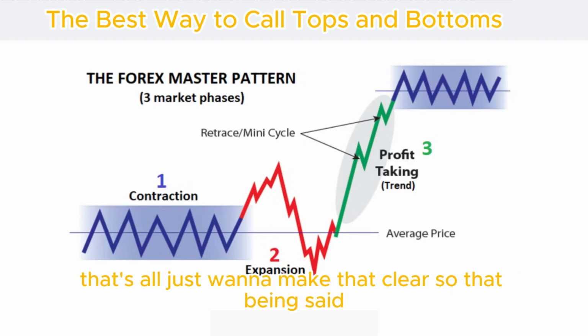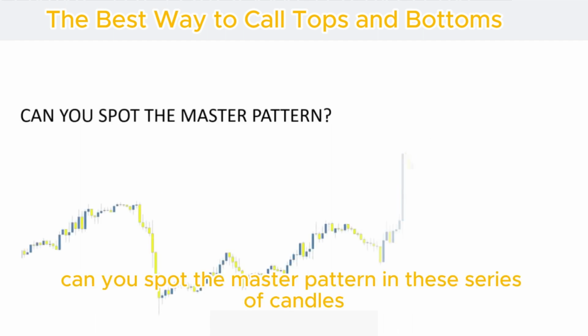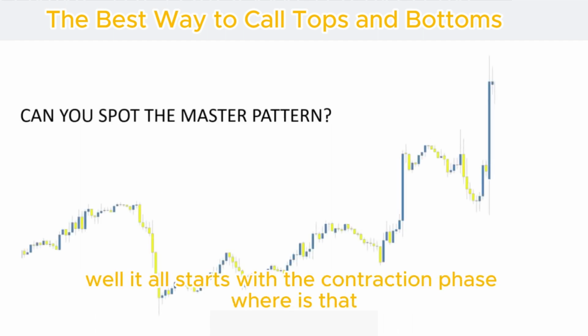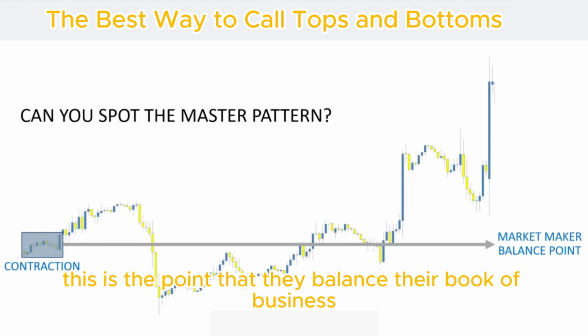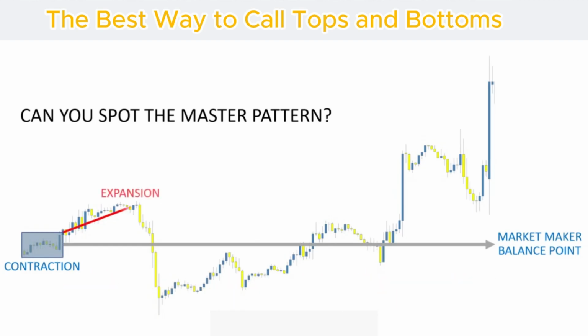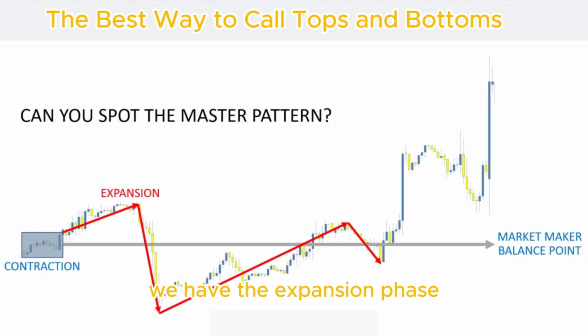So that being said, can you spot the master pattern in these series of candles? Well, it all starts with the contraction phase. Where is that? Right here. That provides us with our market maker balance point. This is the point that they balance their book of business. Out of that contraction phase, we have the expansion phase, which is the widening of price.